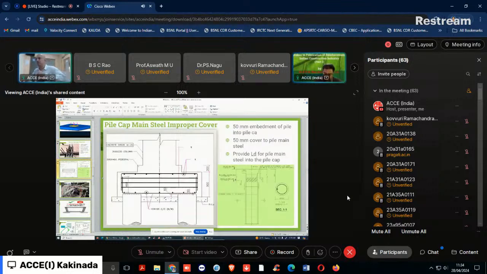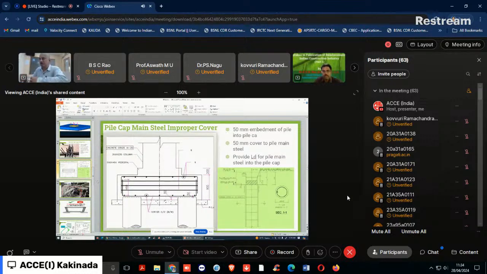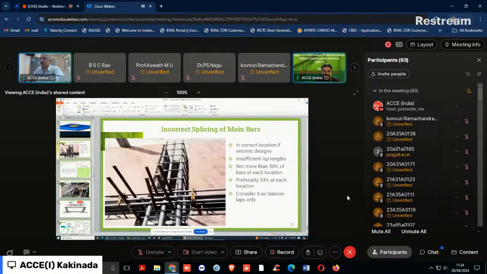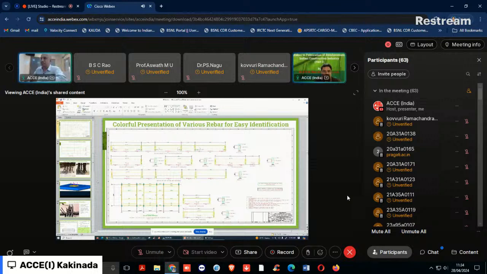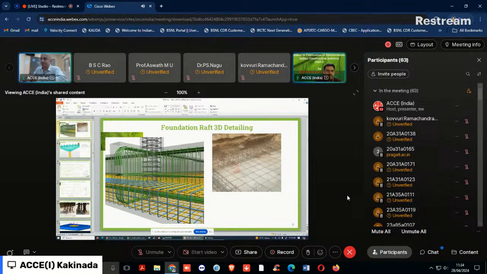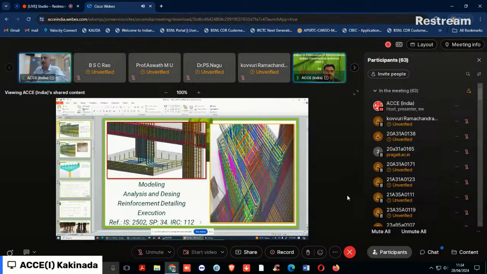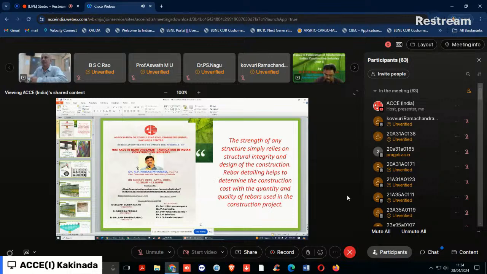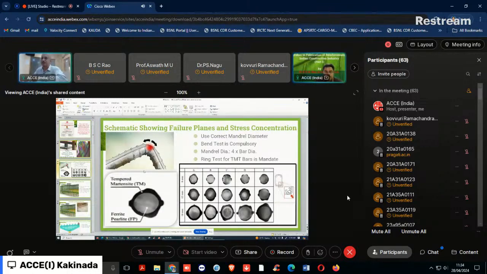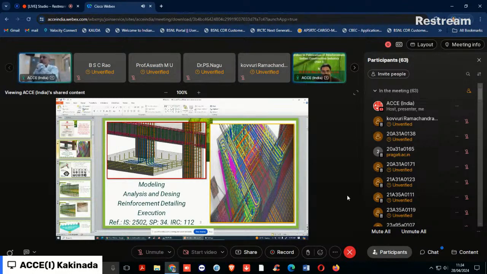Now we'll see some of the provisions regarding the pile cap and the footings. Before going into that, we'll see some of the provisions with respect to footings. In the case of footings, generally 2 to 3 types of mistakes we come across. The bottom cover is generally 50 mm, that we know. Generally, we don't make any mistake with respect to that.